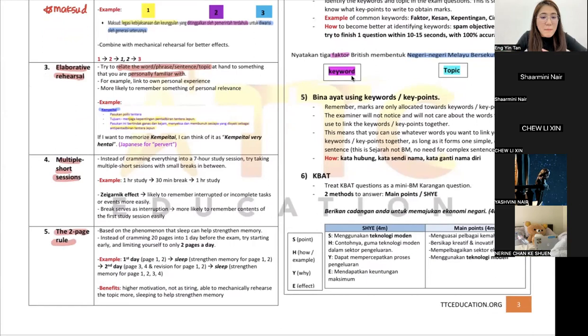Now, this one is called multiple short sessions. Multiple short sessions means that you don't do everything in one go. Because I know some of you do last minute study. Same thing lah, I also do last minute study. But you need to understand, we are all human. We are not robots. Even a robot needs time to process, sometimes the machine overloads. So instead of cramming everything in one whole session, try to break it down into short sessions. Like you study 1 hour, 30 minutes break, make sure you come back here.